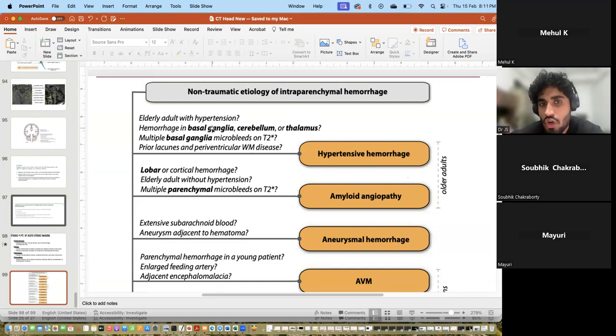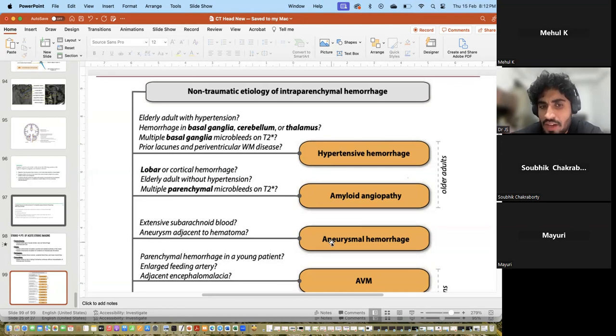And if it is not pertaining to these deep structures, if it is lobar, if it is a larger one, it is suggestive of amyloid angiopathy. In an elderly patient presenting with this, we need to suspect hypertensive hemorrhage or amyloid angiopathy in terms of lobar or cortical hemorrhages.